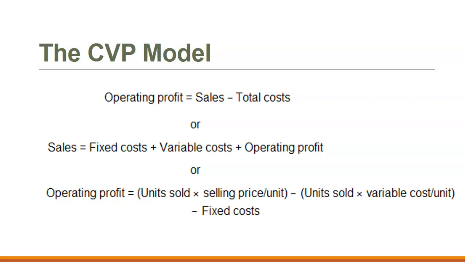Our CVP model analysis has several different equations. So we have that operating profit is sales minus total cost. But in CVP, we're going to look at the relationship between variable costs and fixed costs. So when we're breaking that up, we have units sold times their selling price, minus units sold times their variable cost per unit, minus fixed costs.